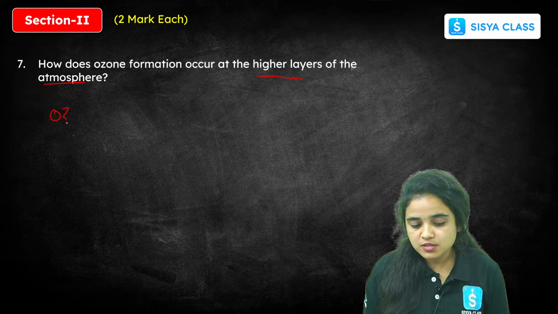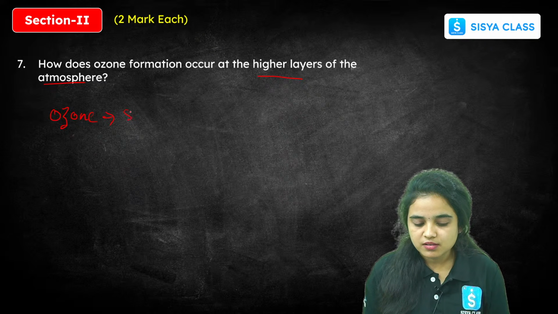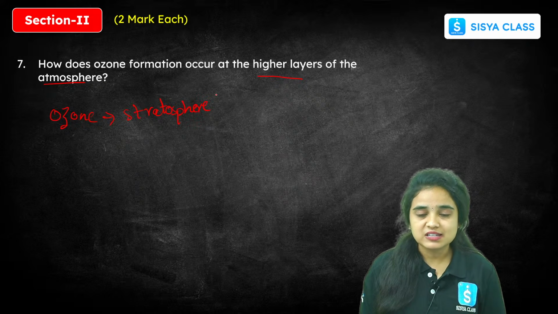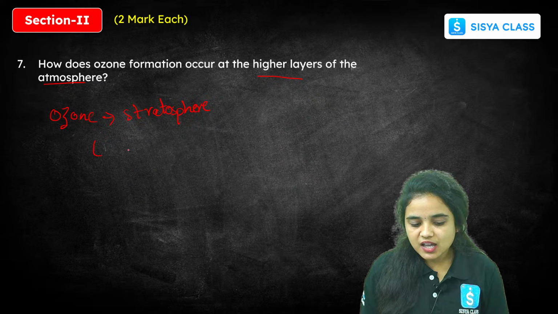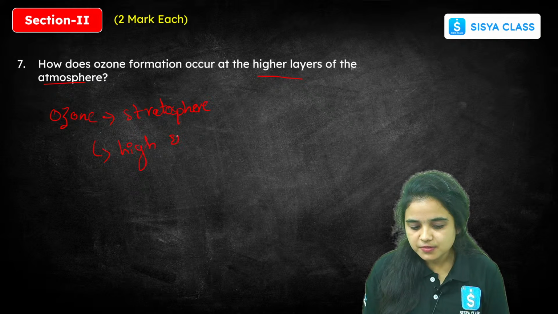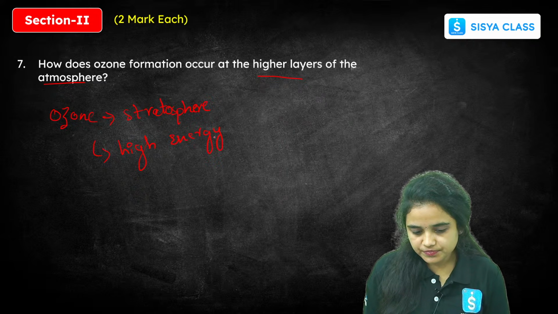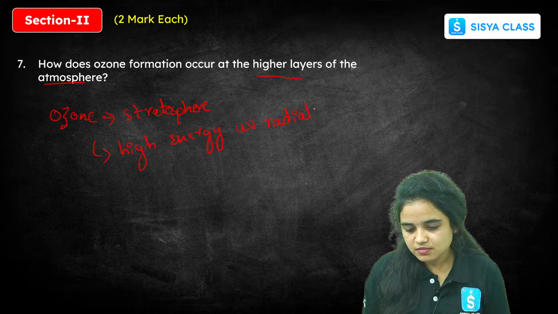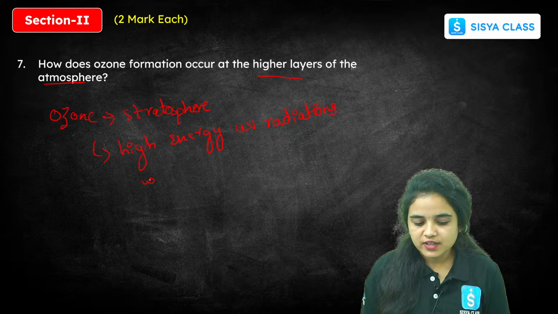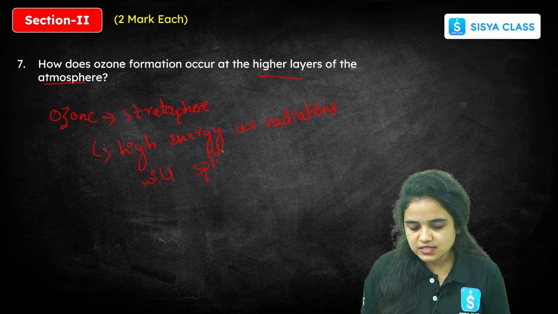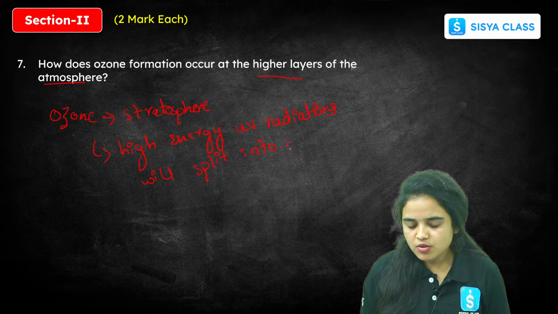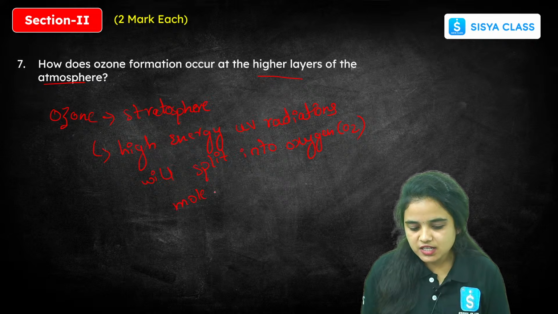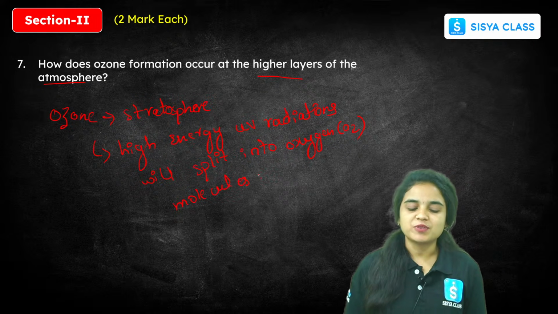Ozone will form in the stratosphere, and here the high energy UV radiations will split oxygen molecules, and this helps in the formation of ozone.